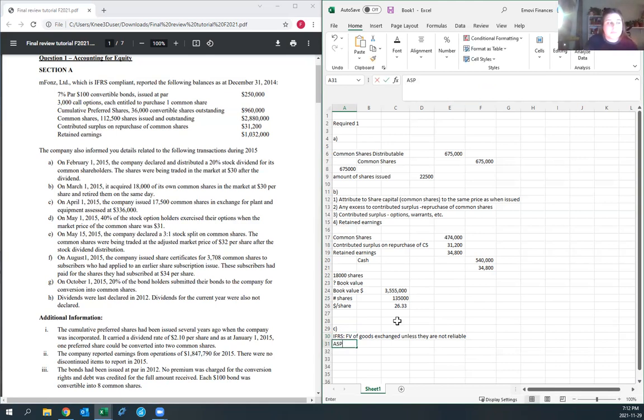Under ASPE, you use the most reliable between the fair value of the good or the fair value of the shares. So in this case, it doesn't really mention anything about it being non-reliable, so I'm assuming that it is the correct fair market value. So you're gaining property, plant, and equipment at 336,000 in exchange for common shares, the same amount.